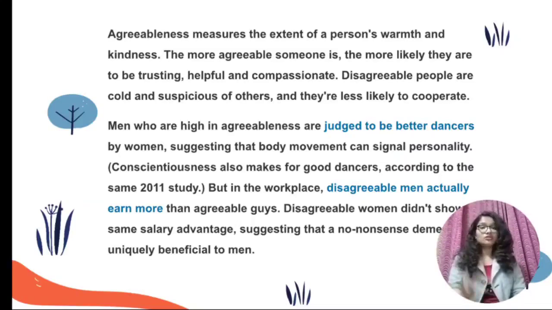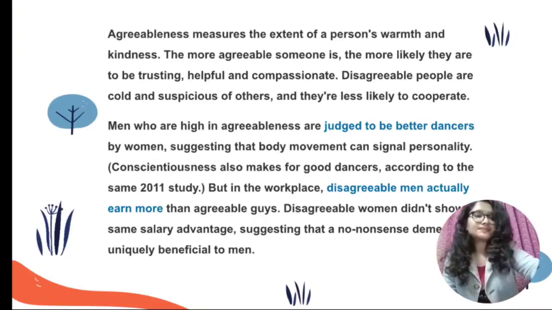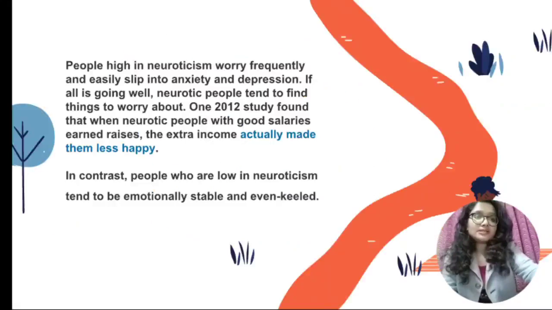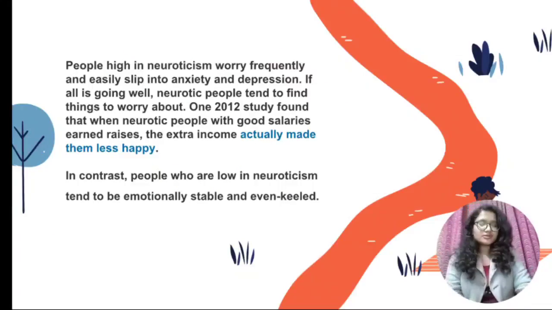So I guess you got to know what agreeable is. Agreeable means those who are very helpful, trustworthy, and very kind, very comfy. And those who are less agreeable are less kind, they are not that helpful, they are not that comfortable to hang out with, right? So next is neuroticism. So what is neuroticism?